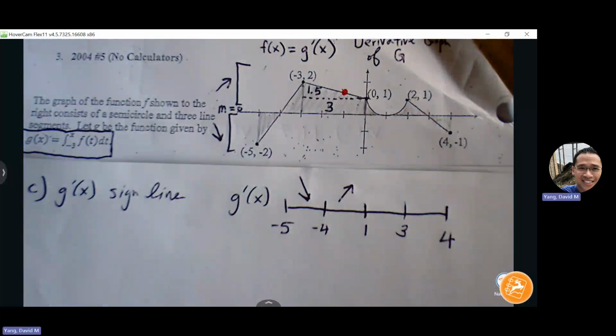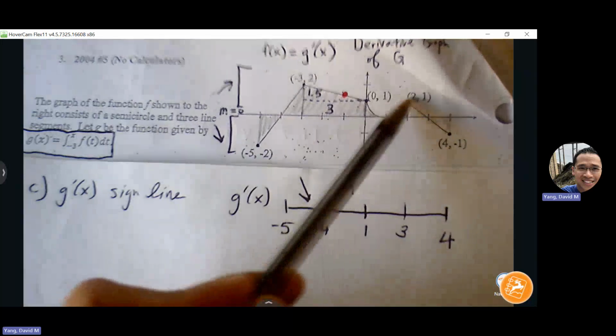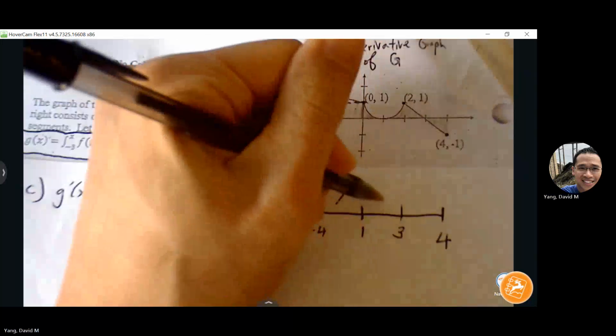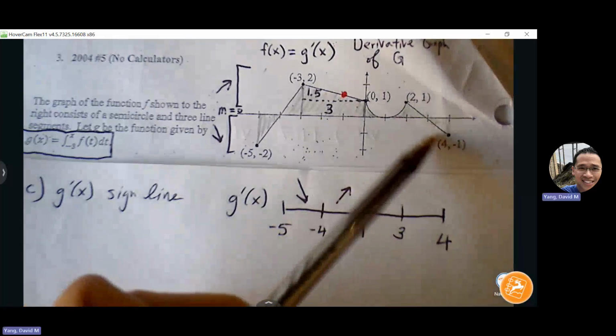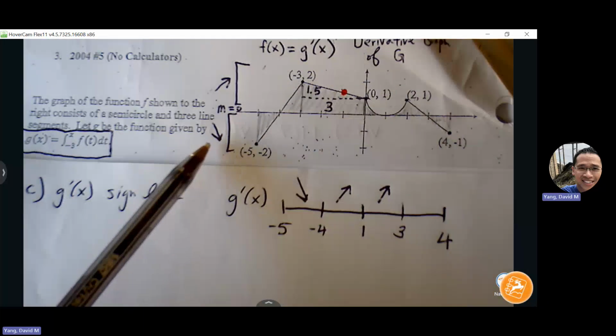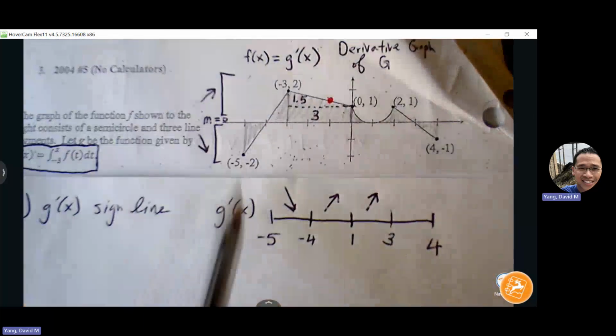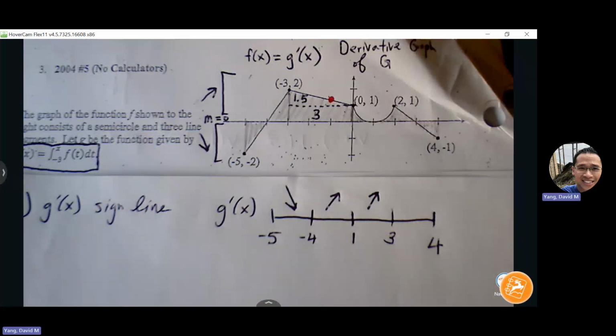Between 1 and 3, it's still increasing, still above the x-axis. Look at the arrows here. Between 3 and 4, it's negative not because it's falling, not because it's decreasing, but because it's below the x-axis, right? Below the x-axis, remember, this is not the shape of the G graph. This is just the slope values of the G graph.